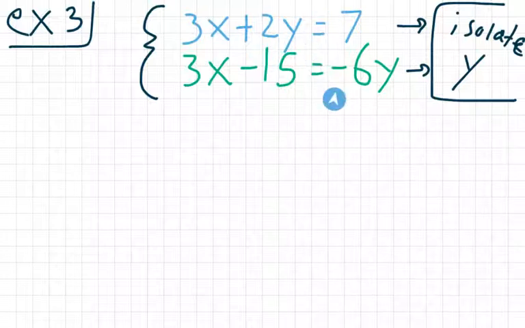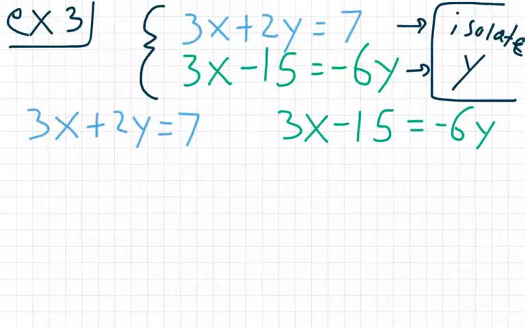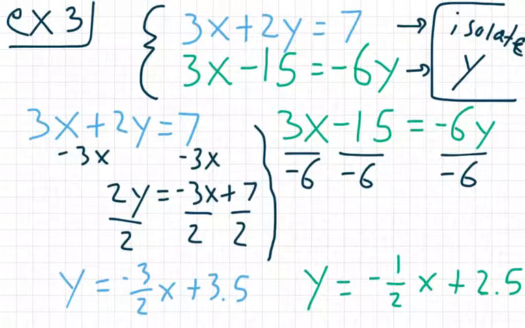So I've got to do just this over here, isolate y. So for both of these, I'm going to do that right now. So rewrite both equations down here so I have space to work with. And now I've done all the work for you here, so you can see with the blue equation, from both sides subtract 3x. Then from all three parts divide by 2. So y equals negative 3 halves x plus 3.5.